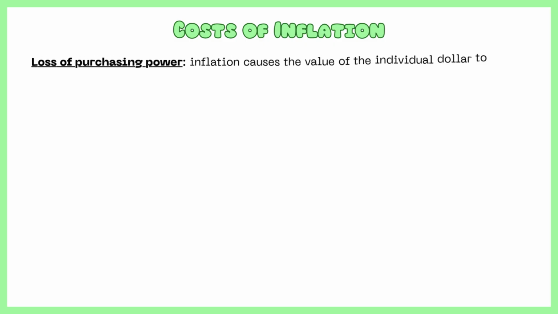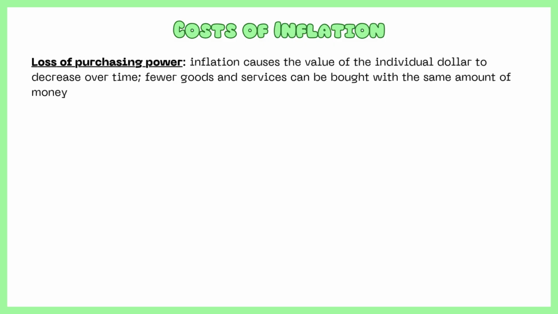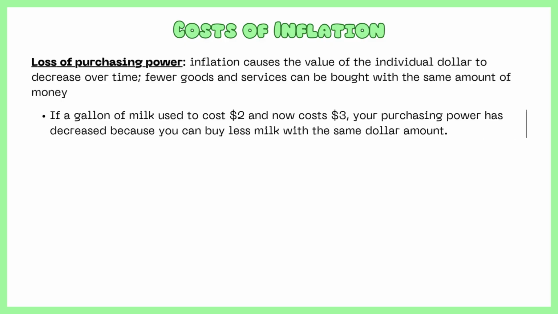Now let's discuss the impacts or costs of inflation that affects our society. One large impact is the loss of purchasing power that occurs when inflation causes the value of the individual dollar to decrease over time. This means that fewer goods and services can be bought with the same amount of money. For example, if a gallon of milk used to cost $2 and now costs $3, your purchasing power has decreased because you can buy less milk with the same dollar amount.